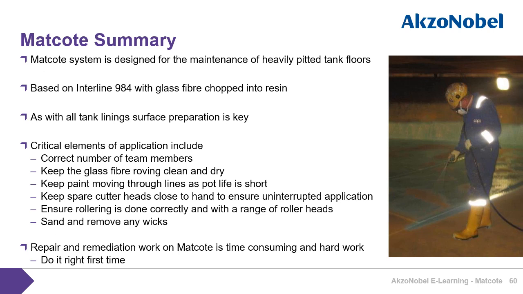Critical elements of the application itself include having the right number of team members, keeping the glass fibre roving clean and dry. Remember, if the roving gets wet, you'll have serious issues with clogging in the cutter head. Make sure that the paint is kept moving through the lines as the pot life is short. Keep spare cutter heads close to hand to ensure uninterrupted application and allow maintenance of the gun to be done in the tank on site. Ensure the rolling is done correctly and with a range of roller heads to ensure the consolidation of the material into the resin. And always ensure sanding and removal of wicks is done.